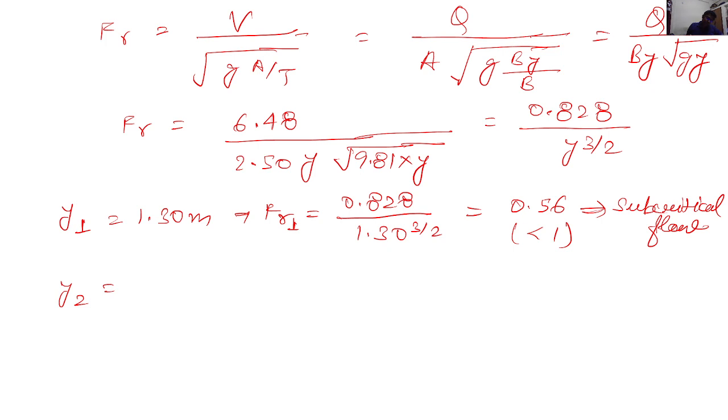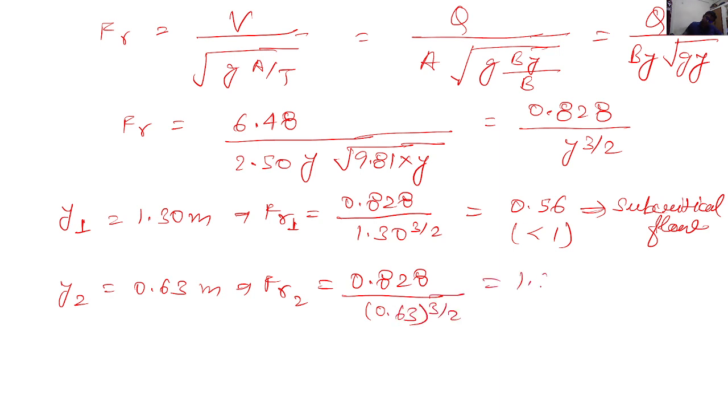Y2, the other alternate depth, was 0.63 meter. So the Froude number corresponding to that would be 0.828 by y2 power 3 by 2, that is 0.63 power 3 by 2, and this happens to be 1.67, which is greater than 1. So this is a case of supercritical flow.